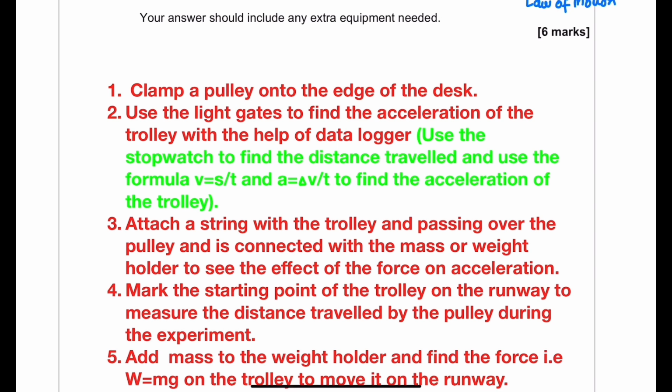Attach a string to the trolley, passing over the pulley and connected with the mass or the weight holder, to see the effect of the force on the acceleration of the trolley. Mark the starting point of the trolley on the runway to measure the distance traveled by the trolley during the experiment.